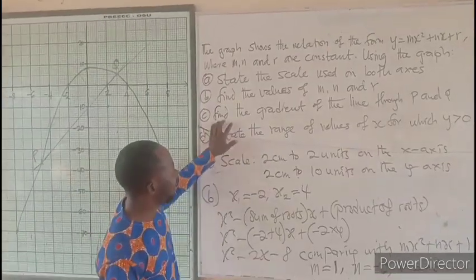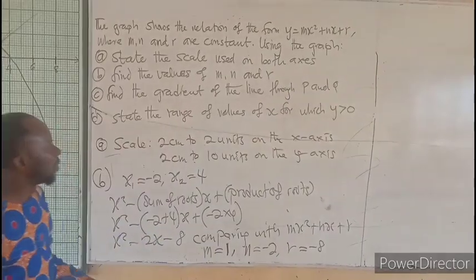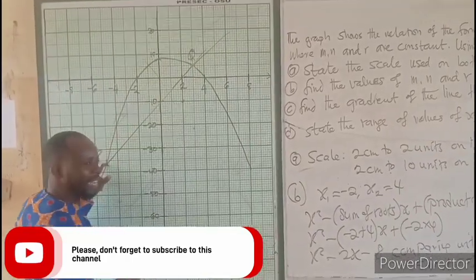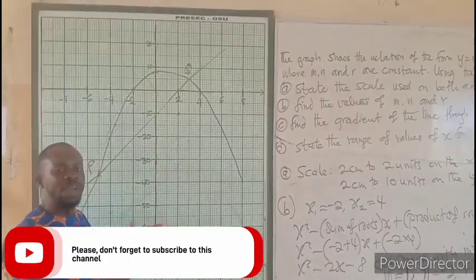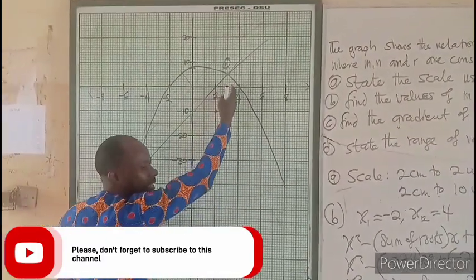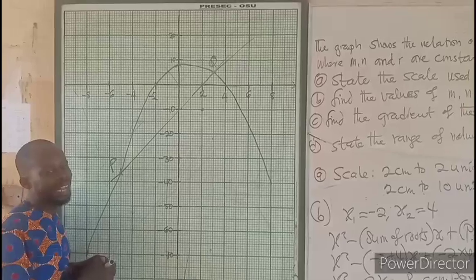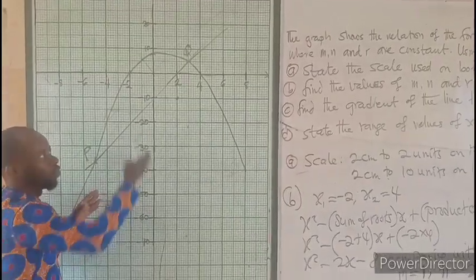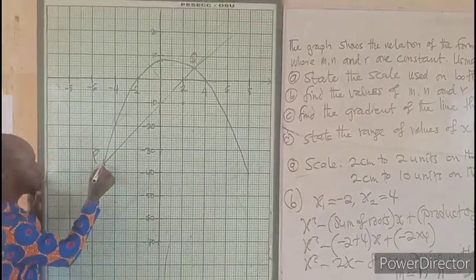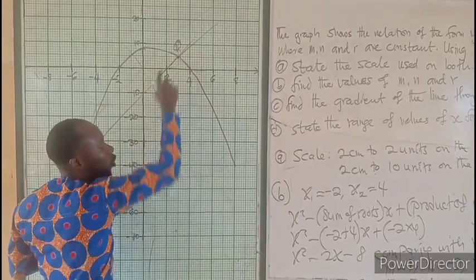Good. Number 3, we have to find the gradient of the line through P and Q. From this, P is here, Q is here. To find the gradient, if this were a question you yourself have drawn, you can draw a triangle through it, then find the change on the y-axis over the change on the x-axis. But this is going to be on the question paper, so we can't draw a triangle on it and take it home. So we are just going to look at the point on which P is plotted and the point on which Q is plotted.